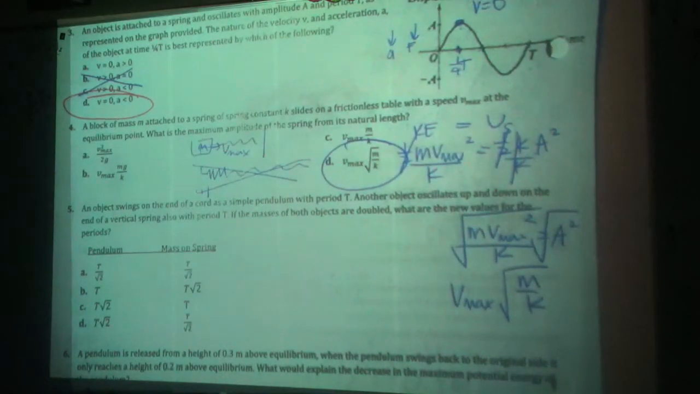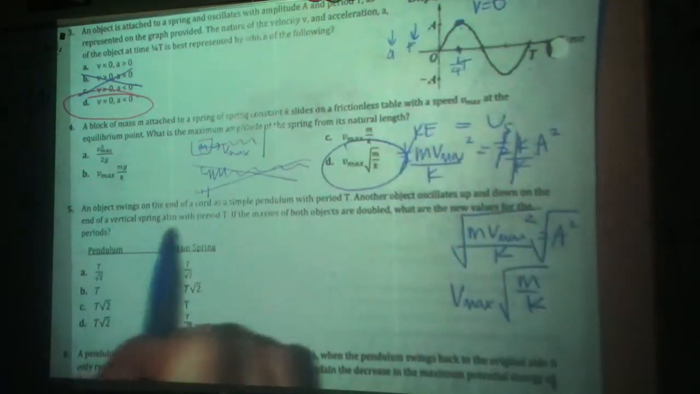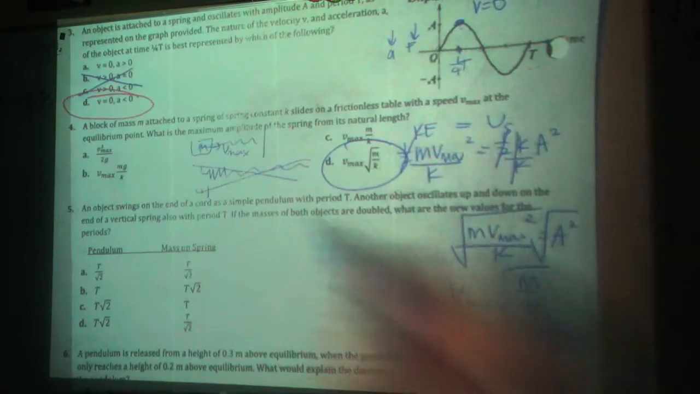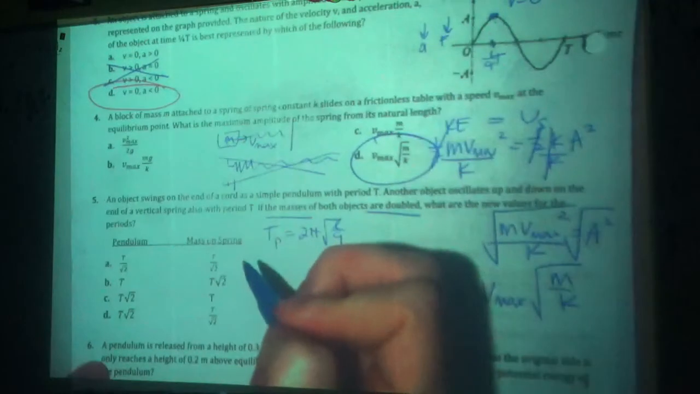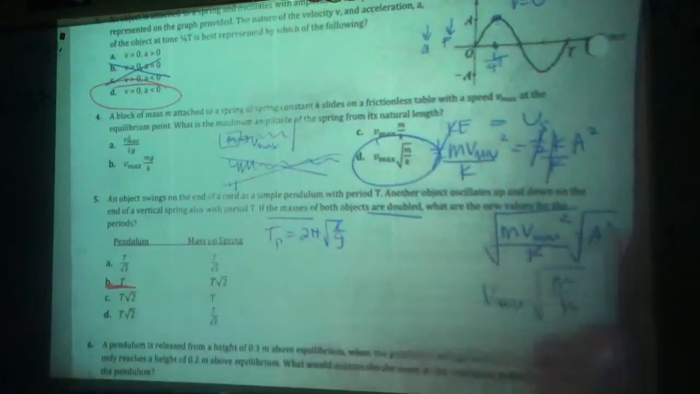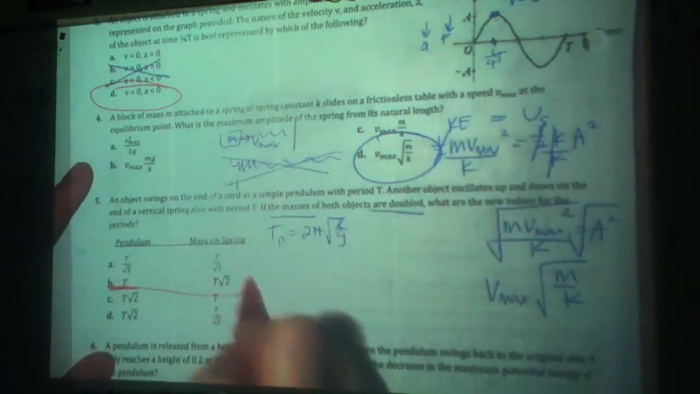An object swings on the end of a cord as a simple pendulum with period T. Another object oscillates up and down at the end of a vertical spring with period T. If the masses are both doubled, then what happens to the new periods? Well, for a pendulum, it's 2 pi square root of L over g, so increasing the mass has no effect. Oh wow, that made it really easy. I only gave you one option that had T staying the same for the pendulum. So that tells me the answer.